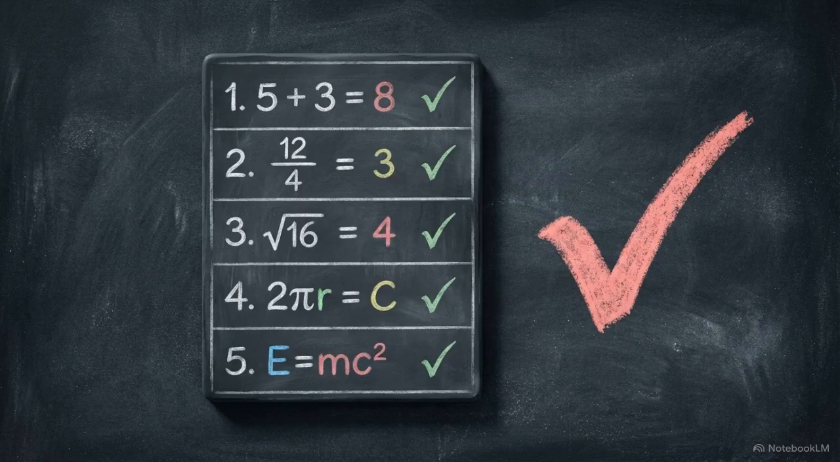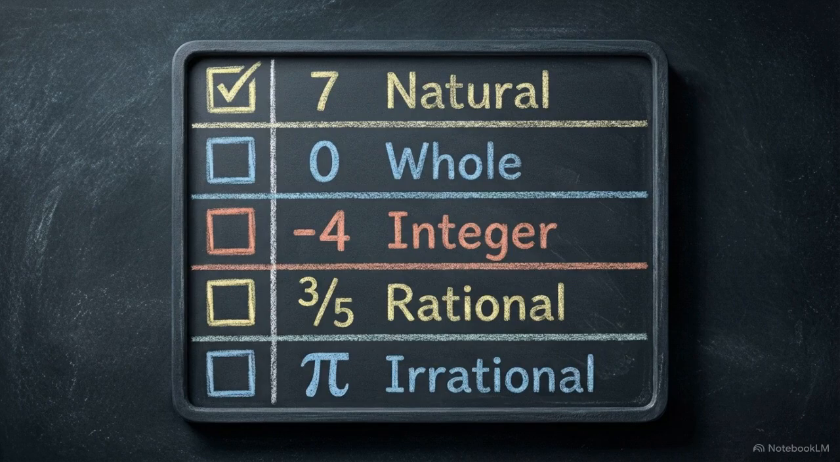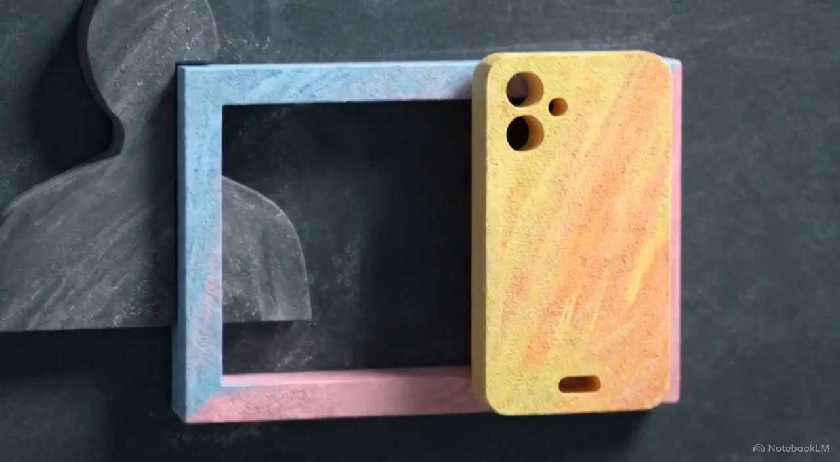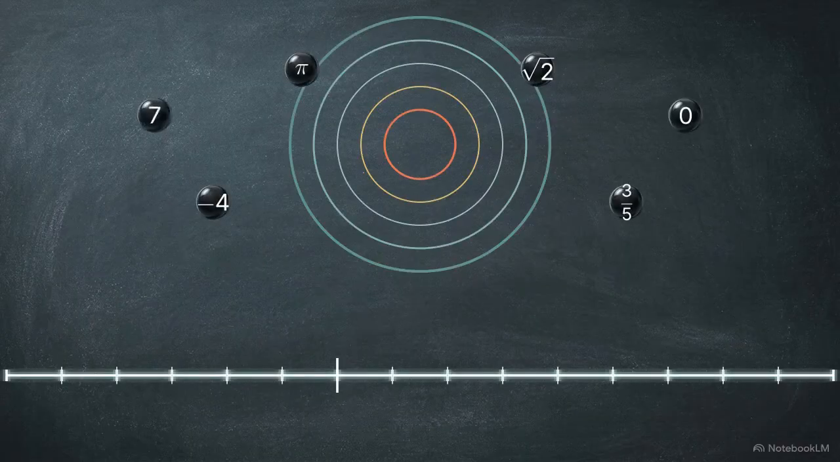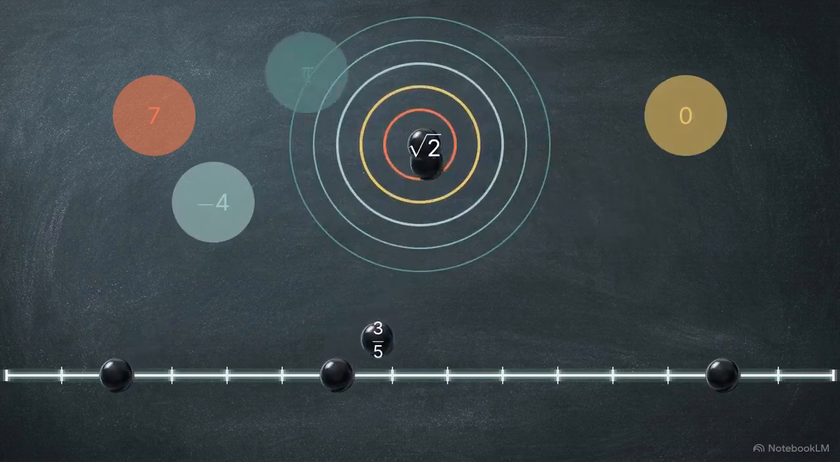Completing this sequence proves you can accurately identify how these different sets relate to one another. You've successfully sorted the main categories of the real number system. Here is a summary of the definitions we've covered, along with the examples from our challenge. Take a moment to screenshot or copy this list so you can refer back to it during your next study session. With these 5 categories clearly defined, you can now identify the logic behind any number you encounter on the real number line.